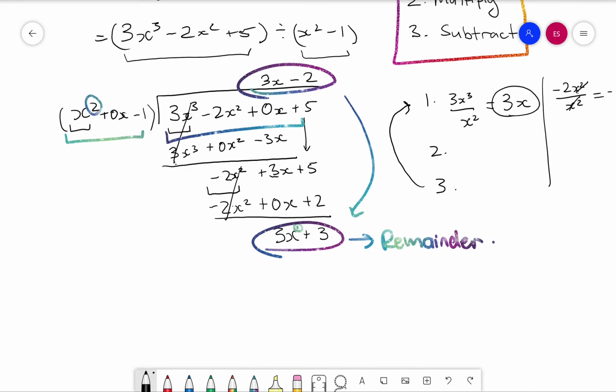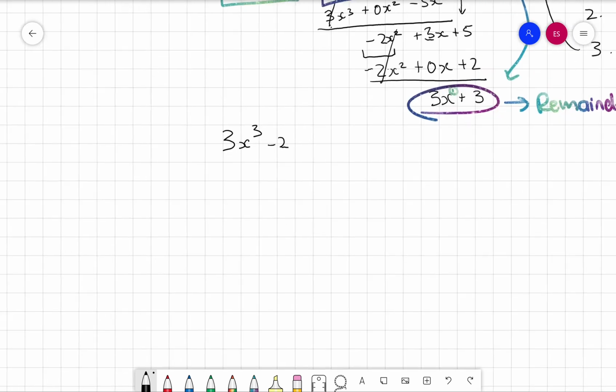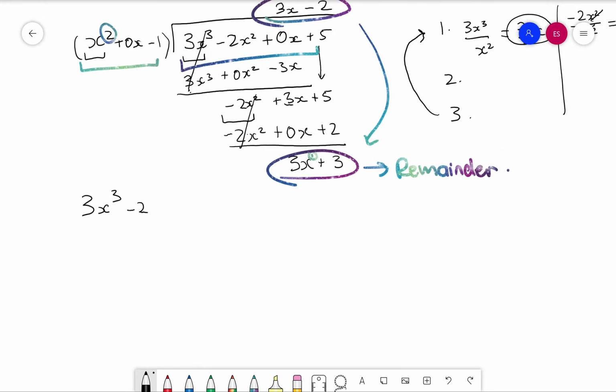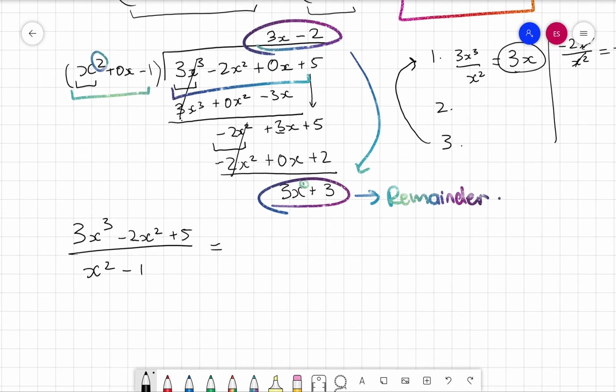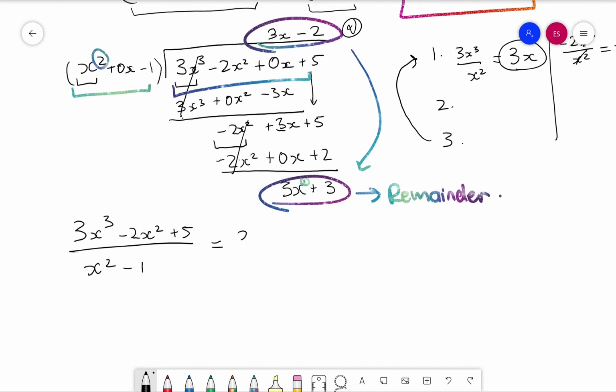So how we can write this out is we can say, well, 3x cubed minus 2x squared plus 5 over x squared minus 1. Well, that's equal to this little friend up here, this polynomial, 3x minus 2, plus our remainder, plus 3. This is our remainder over the divisor.